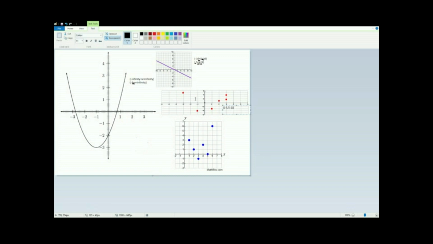And then this one, negative 1, comma, negative 4, and then 1, comma, negative 3, which would be this one, and then 2 and negative 1.